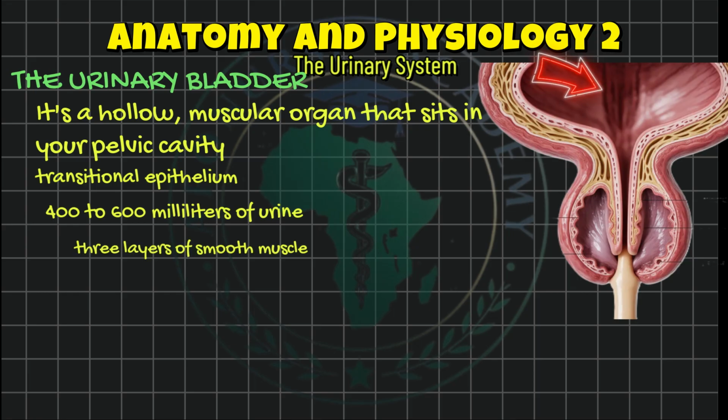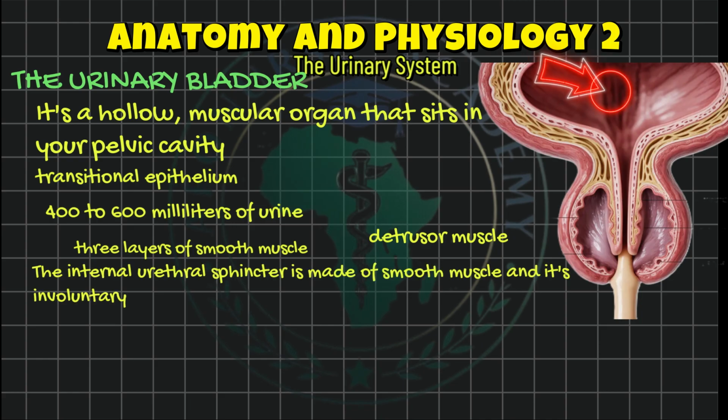The bladder wall has 3 layers of smooth muscle, collectively called the detrusor muscle. When you urinate, this muscle contracts to squeeze urine out. At the base of the bladder, where it connects to the urethra, there are 2 sphincters, or rings of muscle, that control urine release. The internal urethral sphincter is made of smooth muscle, and it's involuntary, meaning you don't consciously control it. It stays contracted to keep urine in the bladder.